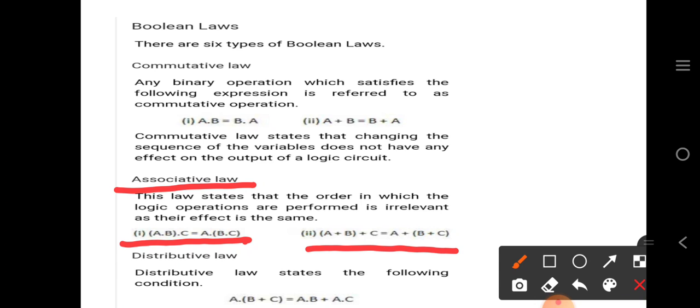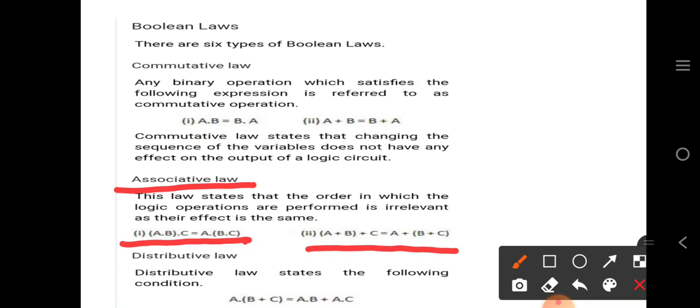And the second associative law is A plus B in bracket plus C is equal to A plus in bracket B plus C. In the left hand side A plus B is in bracket, and in the right hand side B plus C is in bracket. So it means if you interchange the brackets on the inputs of the gate, then it will not give any change to the output. So this is the very basic associative law.